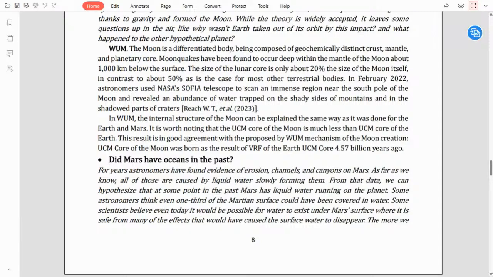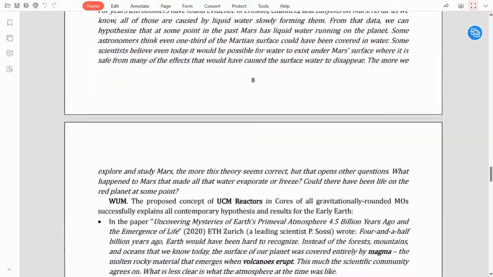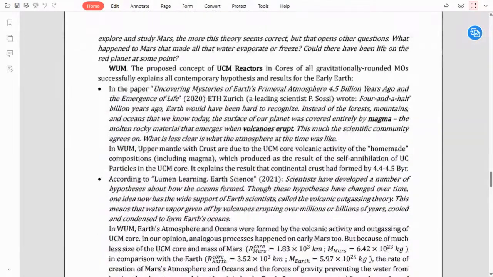Some scientists believe even today it would be possible for water to exist under Mars' surface, where it is safe from many of the effects that would have caused the surface water to disappear. The more we explore and study Mars, the more this theory seems correct, but that opens other questions. What happened to Mars that made all that water evaporate or freeze? Could there have been life on the red planet at some point?